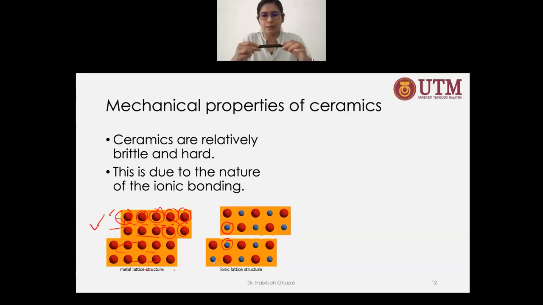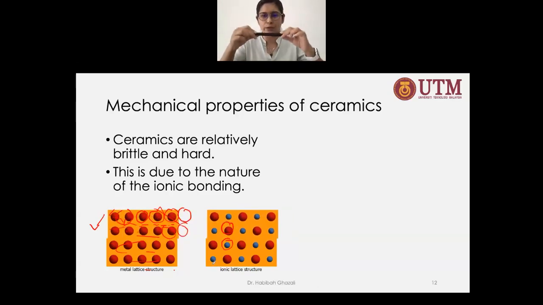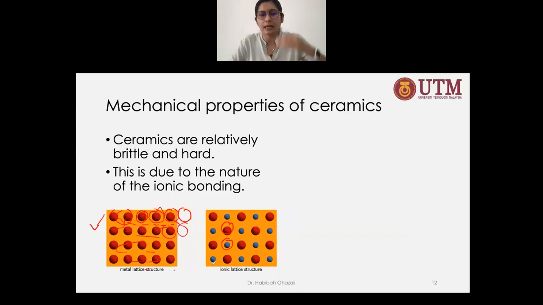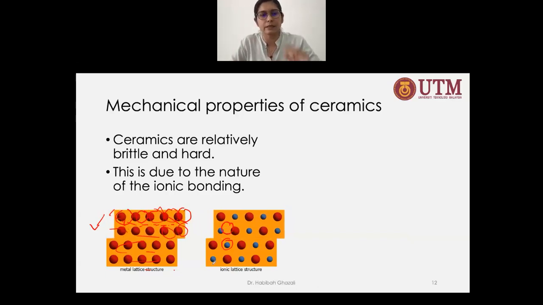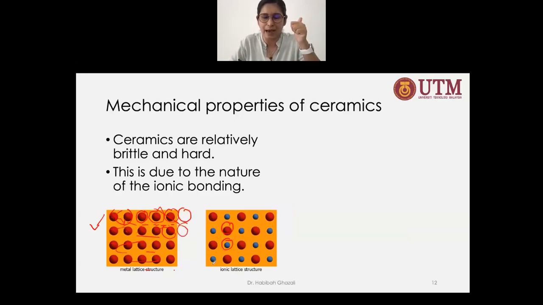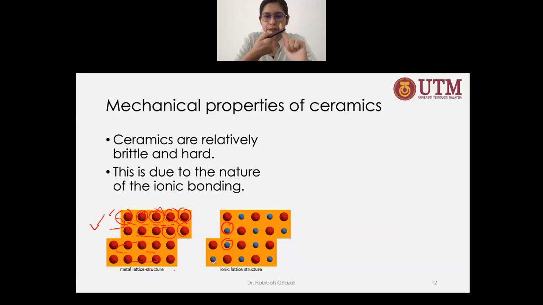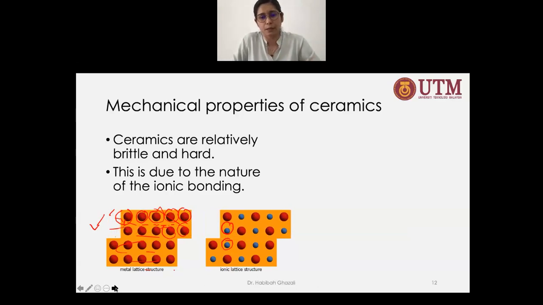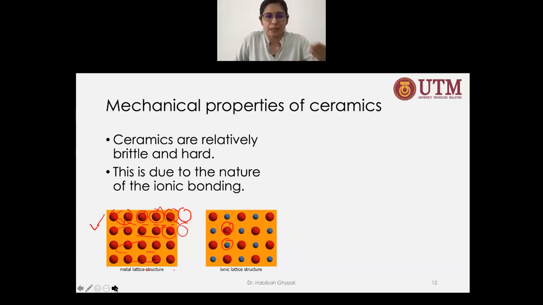So when the cation meets cations, what's going to happen? They're going to repel each other. So that's what makes ceramic materials brittle and hard. They're hard because they have ionic bonding. They're brittle because when the charges meet each other, they will repel. That's what happens in the atomic bonding when they meet each other.